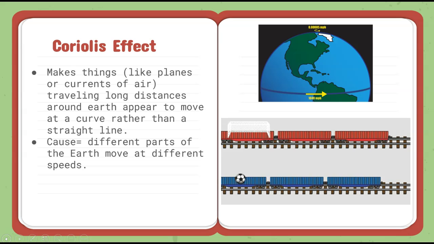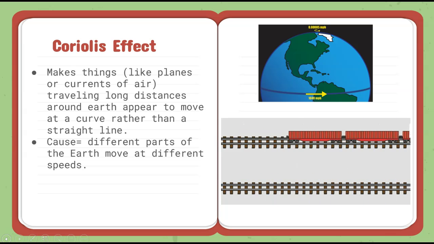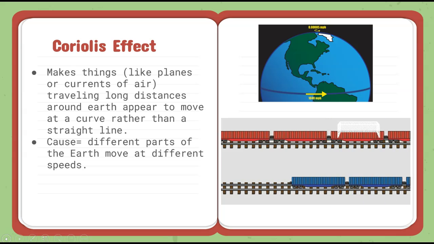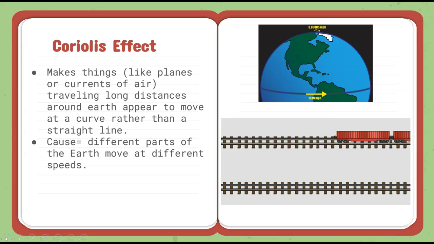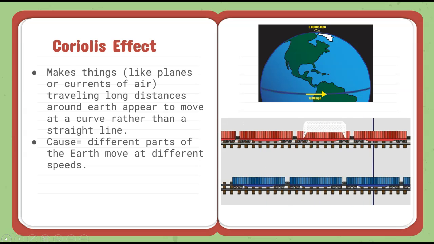So the Coriolis effect makes things like planes and air, things that travel long distances, appear to curve around the Earth, rather than going in a straight line. So a plane that's flying from Florida to Maine might look like it's curving.